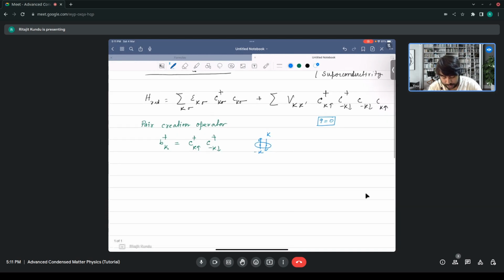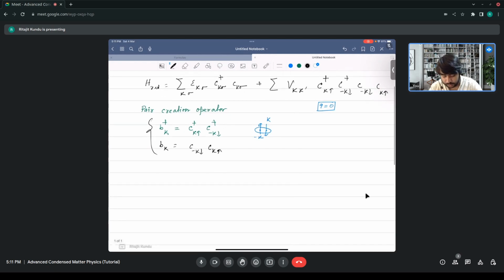Also, b k can be written as just the conjugate, so it is c minus k down, c k up. These are the pair creation and annihilation operators, and we can use them to rewrite our Hamiltonian. By that I mean that the reduced BCS Hamiltonian now looks something like this.